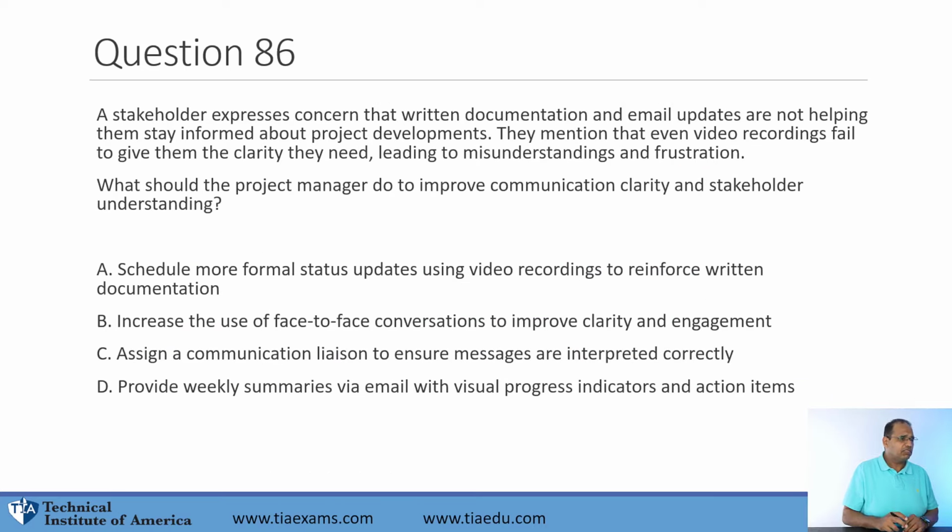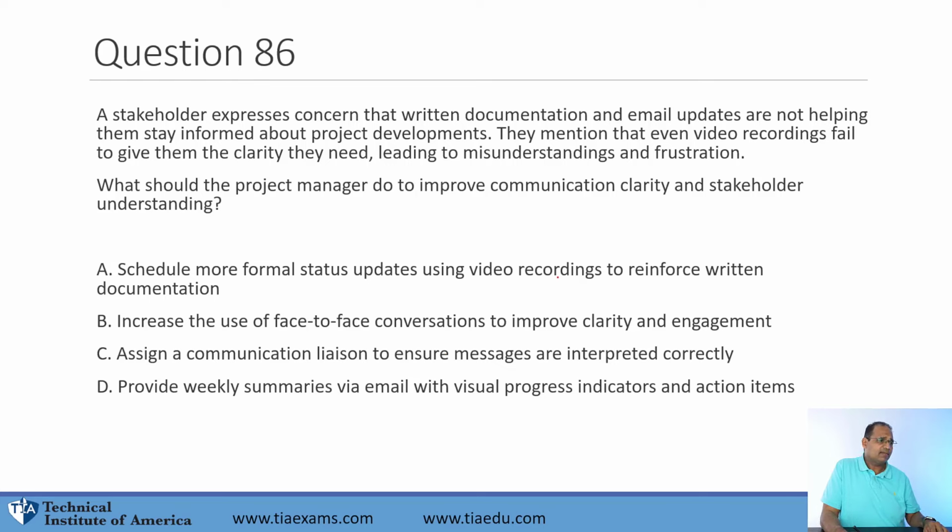Question: a stakeholder expresses concern that written documentation and email updates are not helping them stay informed with project developments. They mention that even video recordings fail to give them the clarity they need, leading to misunderstanding and frustration. What should the PM do to improve communication clarity? Schedule more formal status updates using video recording to reinforce written. Increase the use of face-to-face conversation to improve clarity and engagement. Assign a communication liaison to ensure messages are interpreted correctly. Provide weekly summaries via email with visual progress indicators and actionable items.